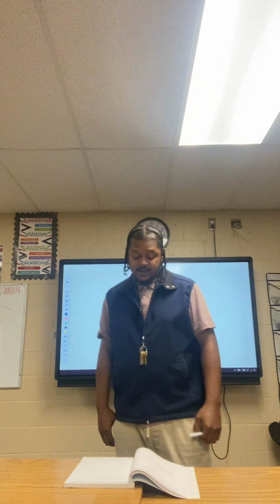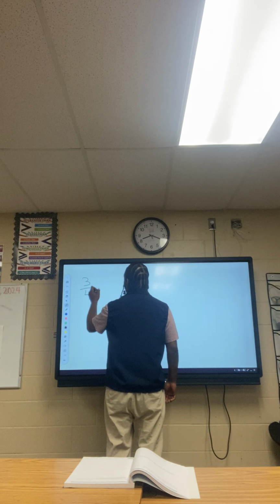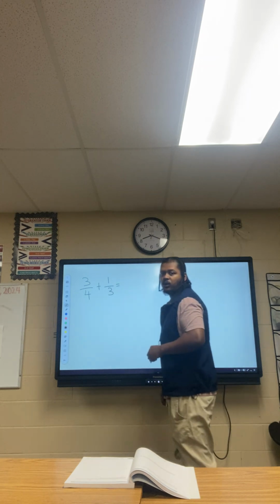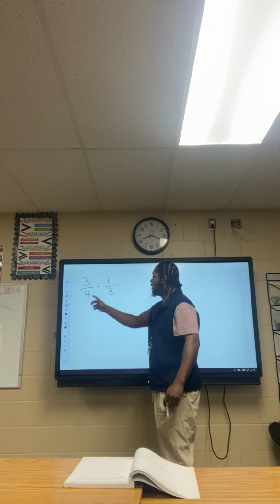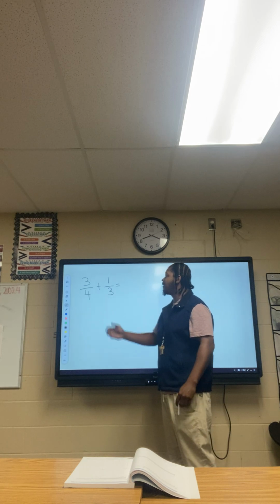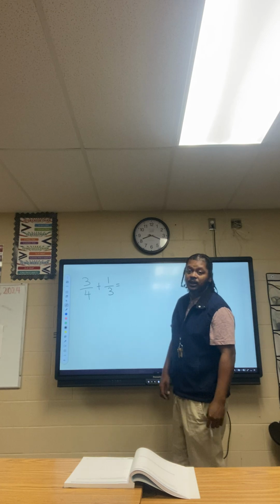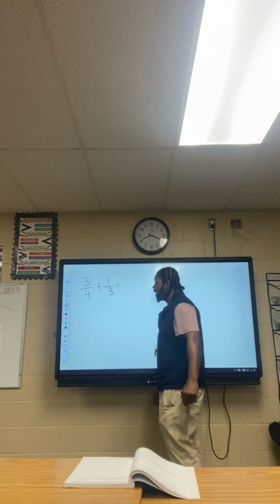So the first one is 3/4 plus 1/3. Okay, so I'm gonna write it as you see it in your book. 3/4 plus 1/3. Okay, so what's the first thing that you notice about these fractions is that they do not have the same denominator. And so what we need to do in order to add them is we need to make sure that they have the same denominator by finding out what they have in common. So here's one of the quickest ways to find out what they have in common. We're gonna take the two denominators and multiply them by each other.